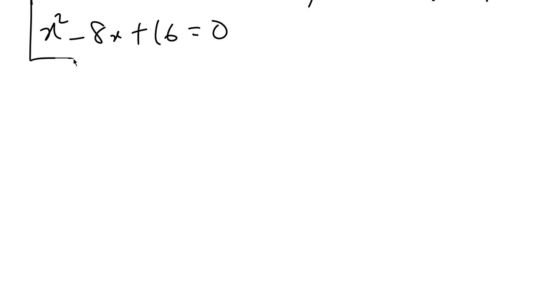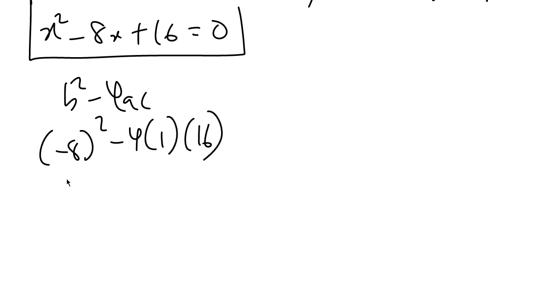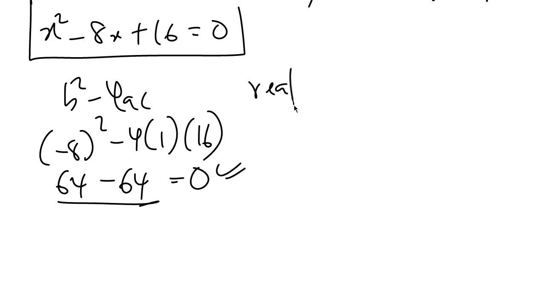So if you're given this question now, x squared minus 8x plus 16 equal to 0, can you describe the nature of the roots of this equation? What's that? It's what? b squared minus 4ac. And that'll be what? Negative 8 squared minus 4 into 1 into 16, right? So that'll be negative 8 squared is 64, minus 4 times 16, that's still 64. 64 minus 64 is what? 0. So what does that imply? It has real and equal roots.